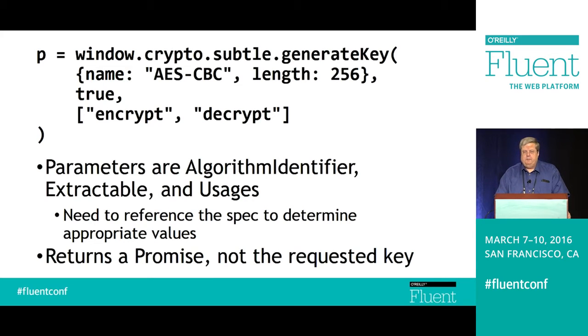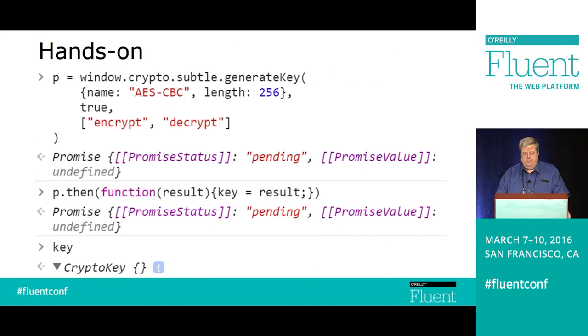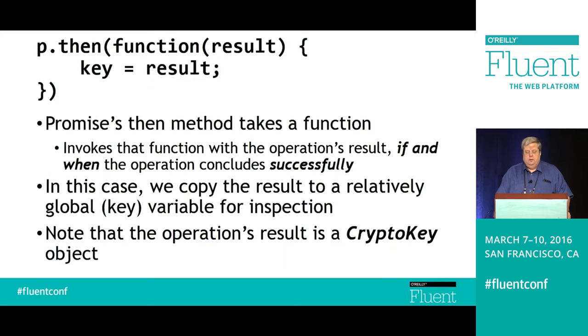As I said, that returns a promise. So if you look at it in your console, let me go back a second, you'll see that the promise status was pending. If you go back after a few seconds and just say, show me what P is, you'll see that the status will have changed to resolved. Regardless of whether it's already resolved or not, we can then tell the promise what to do with the result when it finally exists by calling its then method and giving it a function that takes the result. And in this case, we're going to save the result in a global variable called key so we can look at it in the console later. And when we looked at it in the console, we saw that that key was a crypto key object.